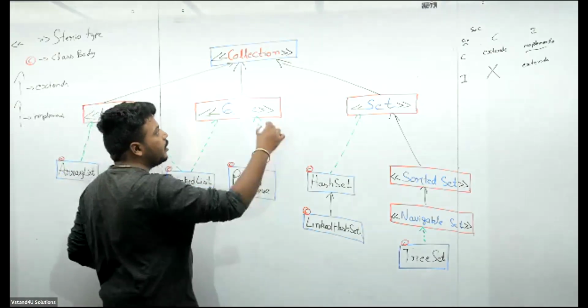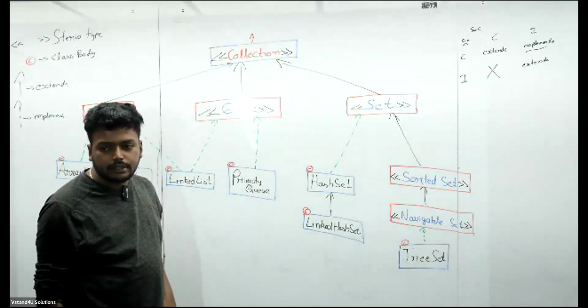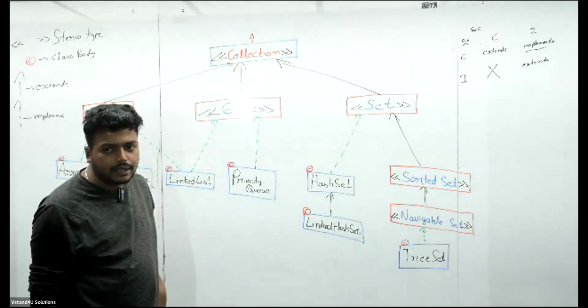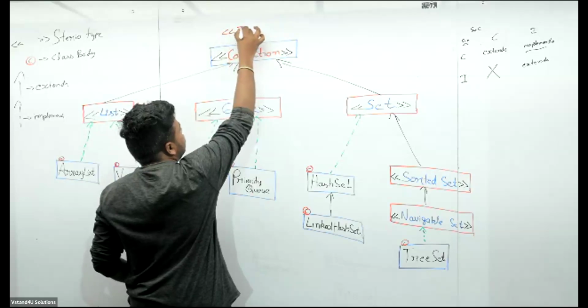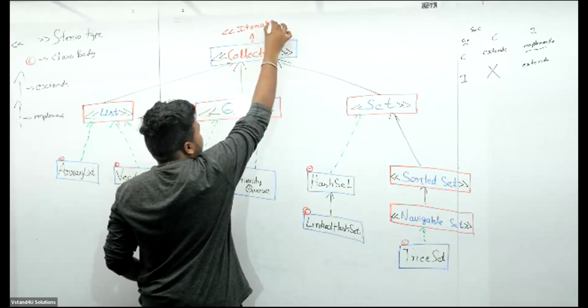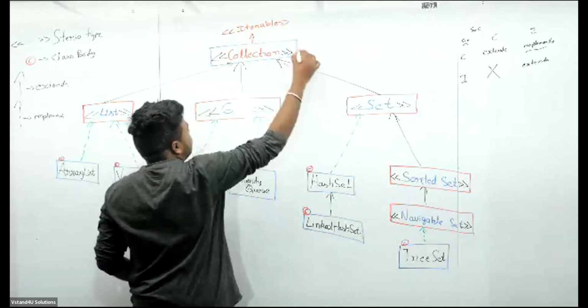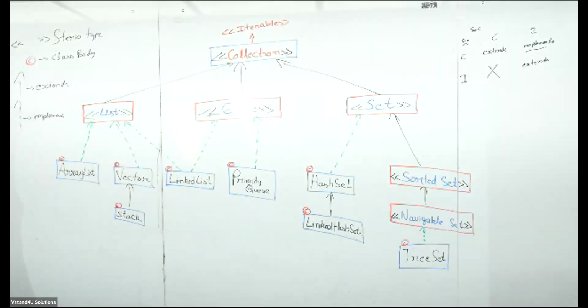Internally Java for collection also has a super class. It is called iterable. We can call it in both ways. There is a super class for the collection also. Internally Java calls it iterable.